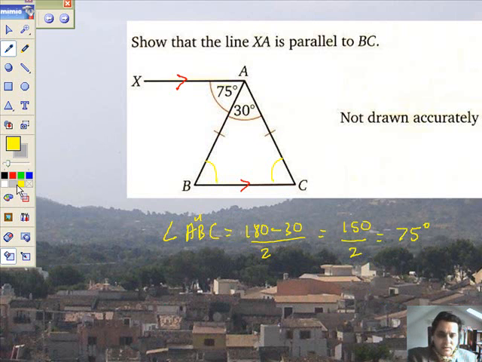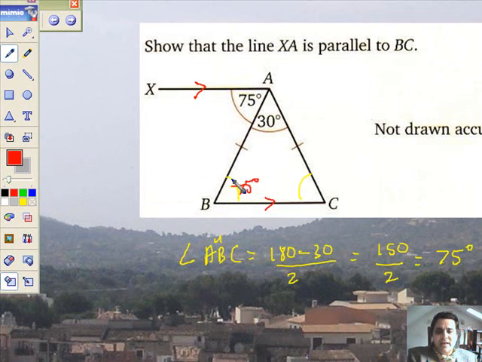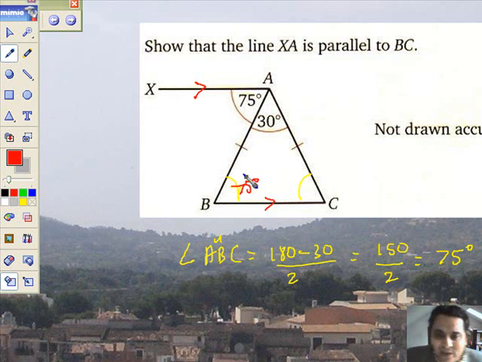What's the big deal? Well, I'll tell you in a minute. I've just proven that's, red please, rather, I've just proven that's 75 degrees. If this is 75 degrees and angle XAB is also 75 degrees, they are therefore alternate angles, making XA and BC parallel lines.